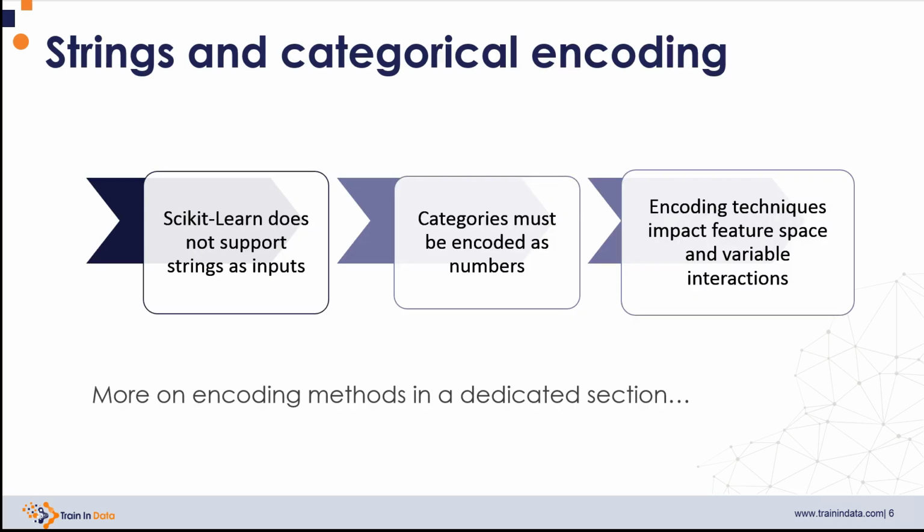As I said, scikit-learn does not support strings as inputs, and therefore we need to encode those categories into numbers. We can use a variety of categorical encoding techniques to do so, and these techniques may alter the feature space and also the interaction between the variables. I will say more on categorical encoding techniques in a dedicated section later in the course.